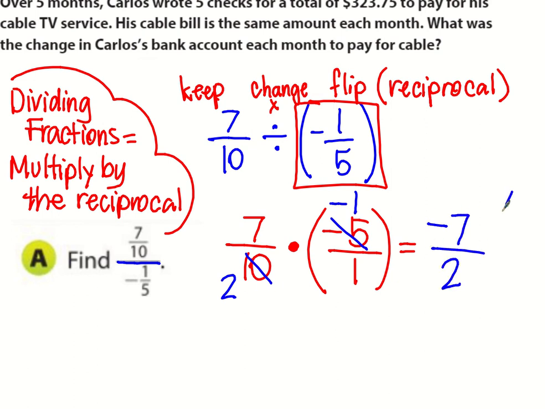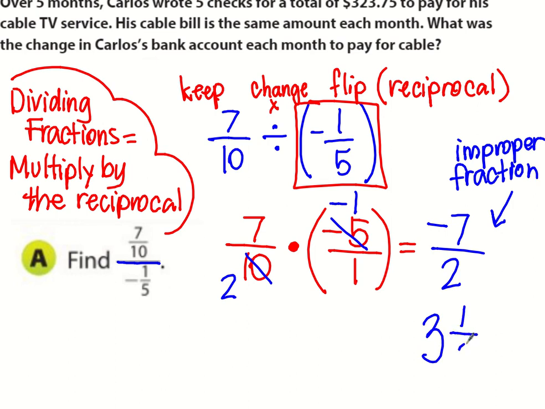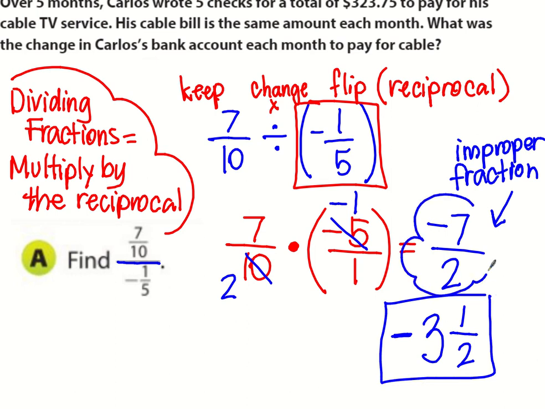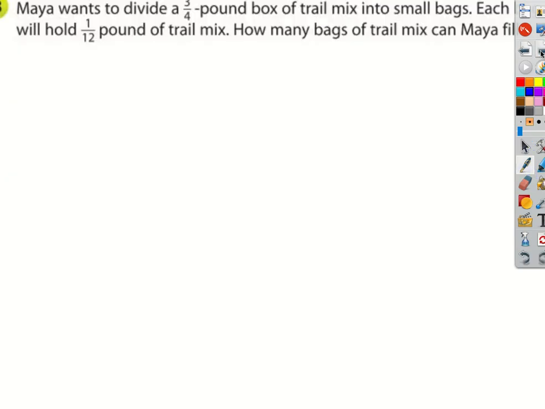And then we're left with, do you remember what kind of fraction that is? That's an improper fraction where your numerator is greater than your denominator. So we can change that to a mixed number. How many times does 2 fit into 7? 3 times. 2 times 3 is 6, so there's 1 left over out of 2 total, and it was negative, so my answer would be -3 1/2. If you write an answer of -7/2, that's not wrong. It's just not changed to a mixed number, okay? Make sure you write down those notes and the keep, flip, change, okay?